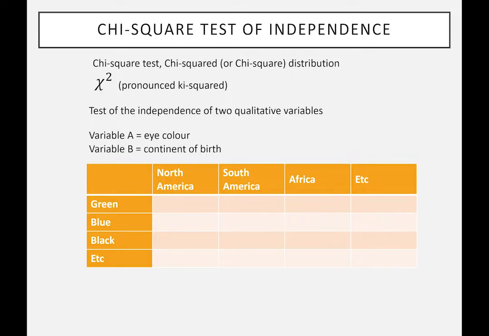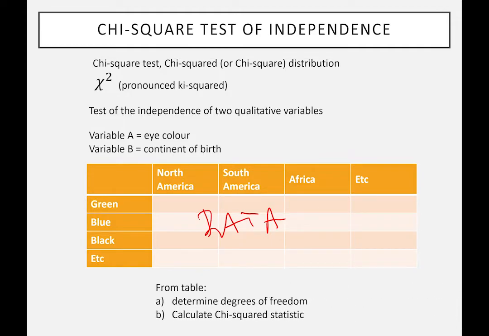So we have two qualitative variables. We'll collect data, put it into some kind of a table like we've got here. I don't have the data, I'll just write in here because we'll be collecting data. Data will be added in this table. And then from this table of data, we'll determine something called the degrees of freedom. And then we'll also calculate what is called a chi-squared statistic.